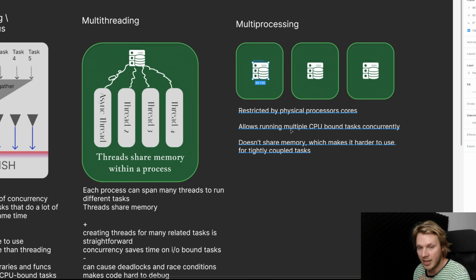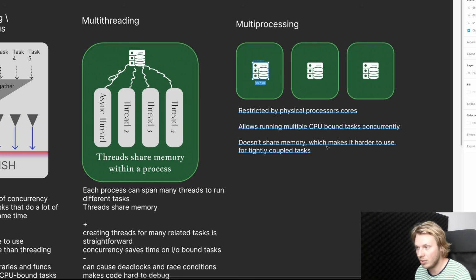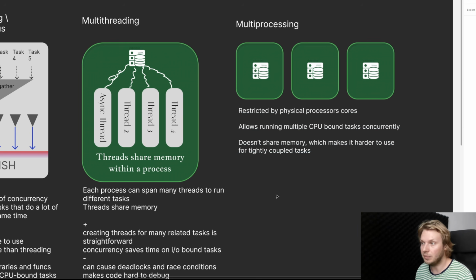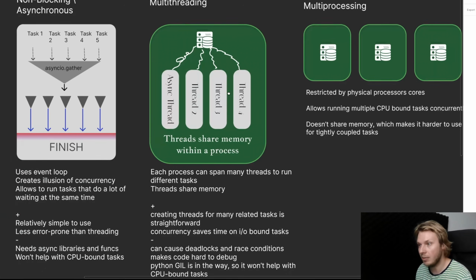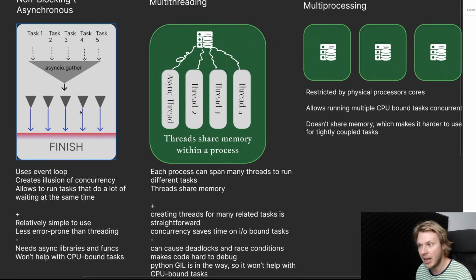But the advantage here is that it finally allows us to run multiple CPU-bound tasks concurrently. So at the same time, you can calculate 3 times faster if you use multiprocessing. And it doesn't share memory, which makes it harder to use for tasks that are tightly coupled. So those are basically the types of concurrency that we have. I tried to illustrate it the best I could.